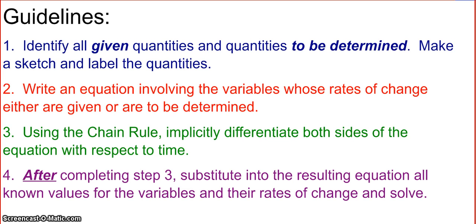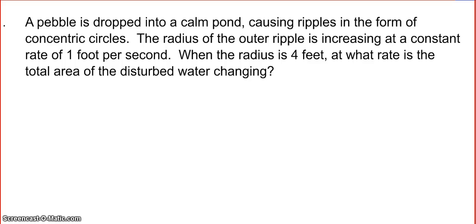Okay, so let's look at an example. We'll start out simple. So a pebble is dropped into a calm pond, causing ripples in the form of concentric circles. The radius of the outer ripple is increasing at a constant rate of 1 foot per second. When the radius is 4 feet, at what rate is the total area of the disturbed water changing?